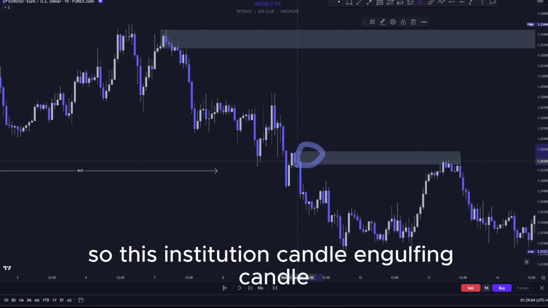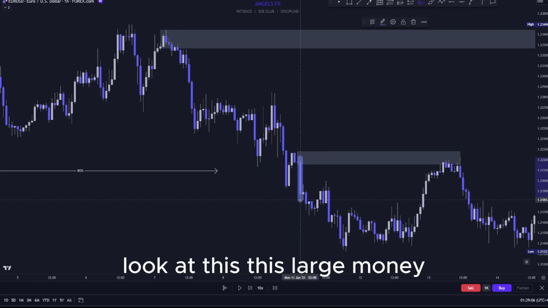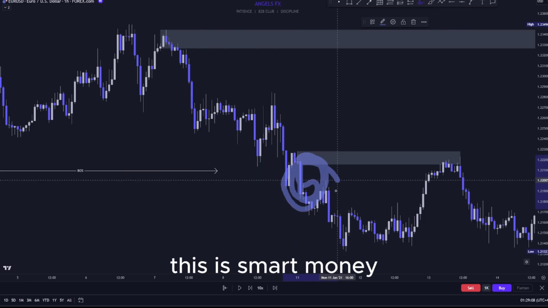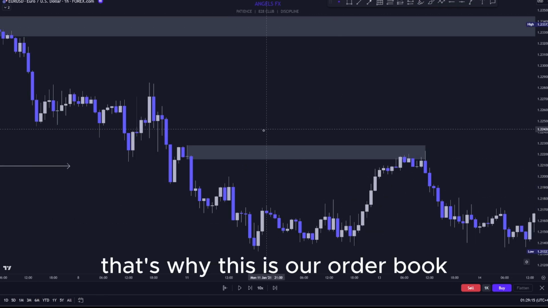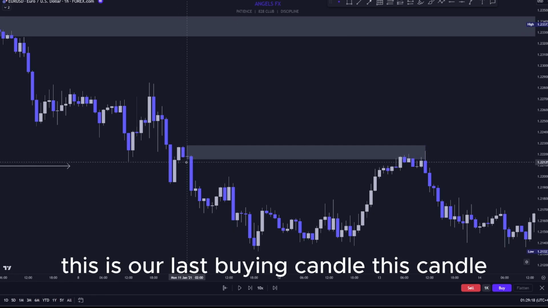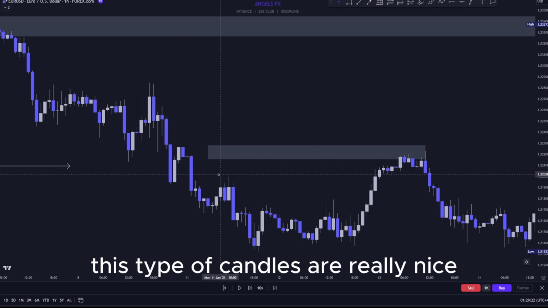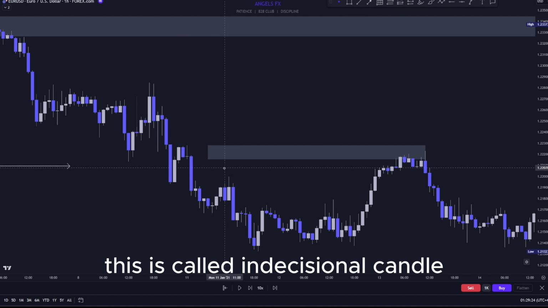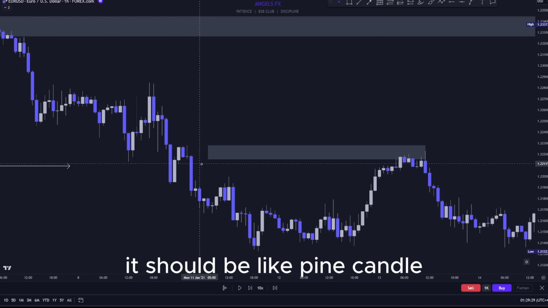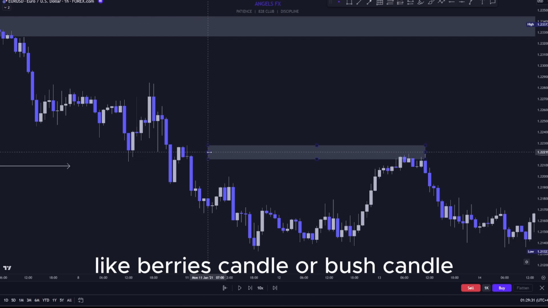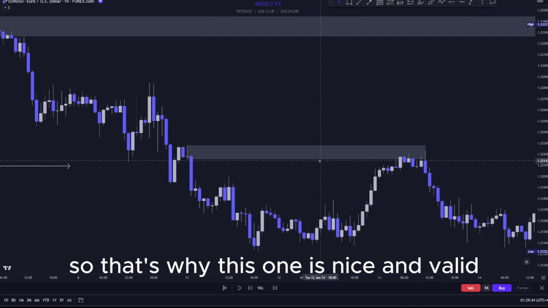So this institutional candle, engulfing candle, look at this. This is large money, this is smart money, these are institutional moves. We have a large volume here. That's why this is our order block. This is our last buying candle. This type of candle is really nice. This is called an indecisional candle because price has not decided whether it should be a buying candle, a bearish candle, or a bullish candle. So that's why this one is nice and valid.